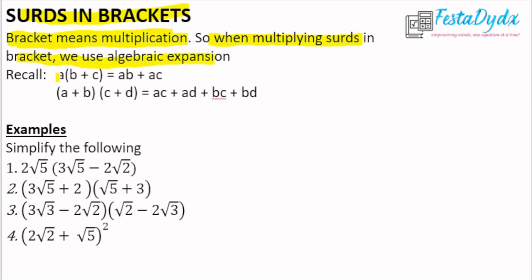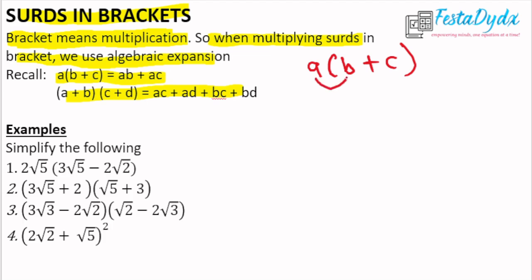So I actually made us remember this and this. These are algebra. I want us to see the expansion and how it works. So let's apply that to surds. The first term here is a bracket b plus c. Remember the bracket means to multiply, so we have to expand this.